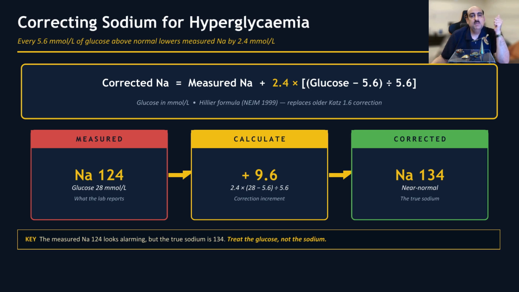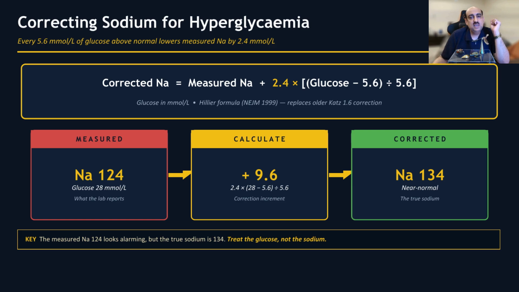When hyperglycemia coexists with hyponatremia, you must correct the sodium for the glucose effect before deciding whether it's a true hyponatremia or not. And for that, we use Hillier's formula, which is corrected sodium equals the measured serum sodium plus 2.4 times the glucose in excess of 5.6 millimoles per liter divided by 5.6. And remember, this is in units of millimoles per liter.